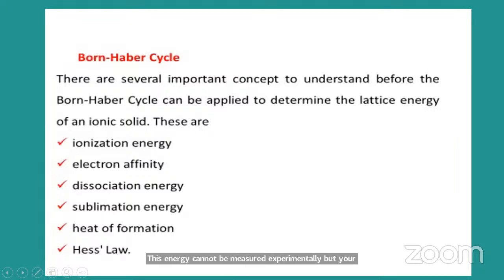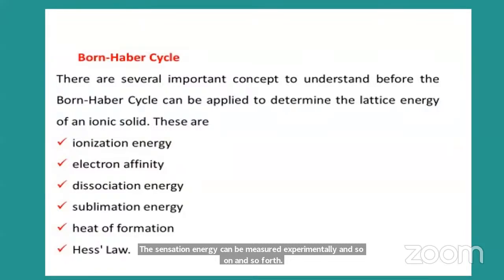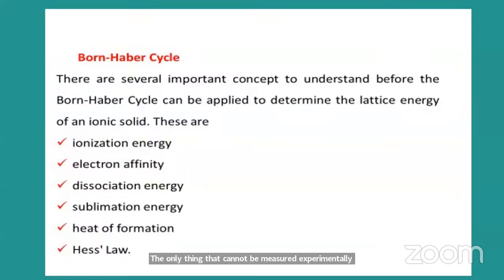Remember, we said we can use a calorimeter to measure the heat change. Now, electron affinity can be measured experimentally, dissociation energy can be measured experimentally, and so on and so forth. The only thing that cannot be measured experimentally is your lattice energy. That one can be obtained by an indirect calculation. Now, what do I mean by that?